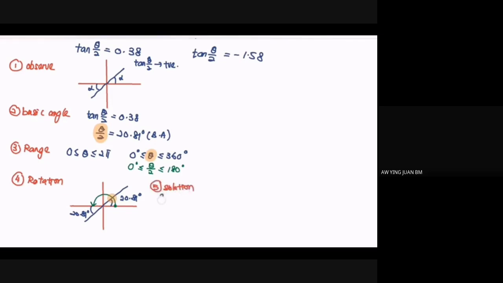So my answer will be theta over 2 equals 20.81, and theta will be equal to 41.61 degrees. So that will be the left hand side. Now we are going to shift to the right hand side, where we have tangent theta over 2 equals negative 1.58. So step number 1, observe the situation.